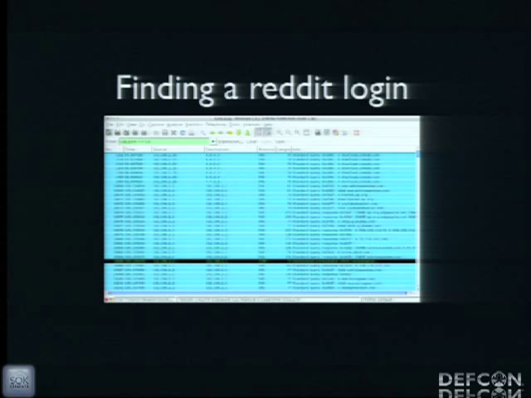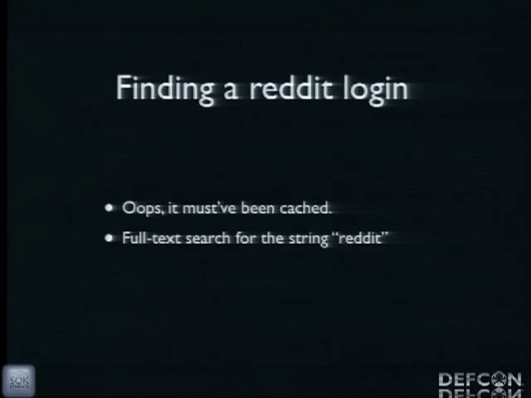We can do a filter to get just DNS traffic, and we still end up with a few hundred requests for this 15 minutes of traffic. You can do a search on the string Reddit to maybe help you narrow it down and find it that way. And of course, this time we couldn't be so lucky, it must have been cached. So instead we'll do a full text search for the string Reddit on all the traffic, which you can imagine takes a minute or two when you're looking through 146,000 packets.